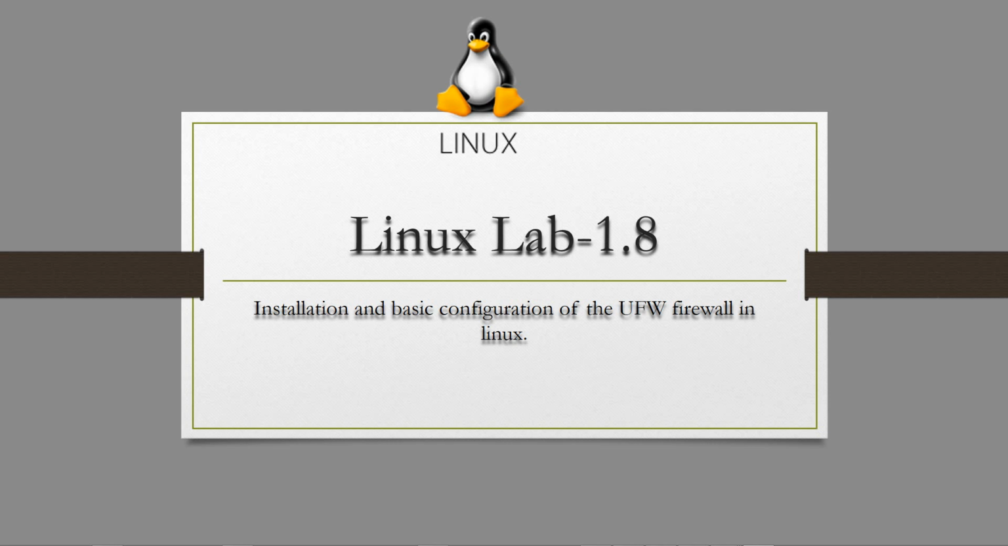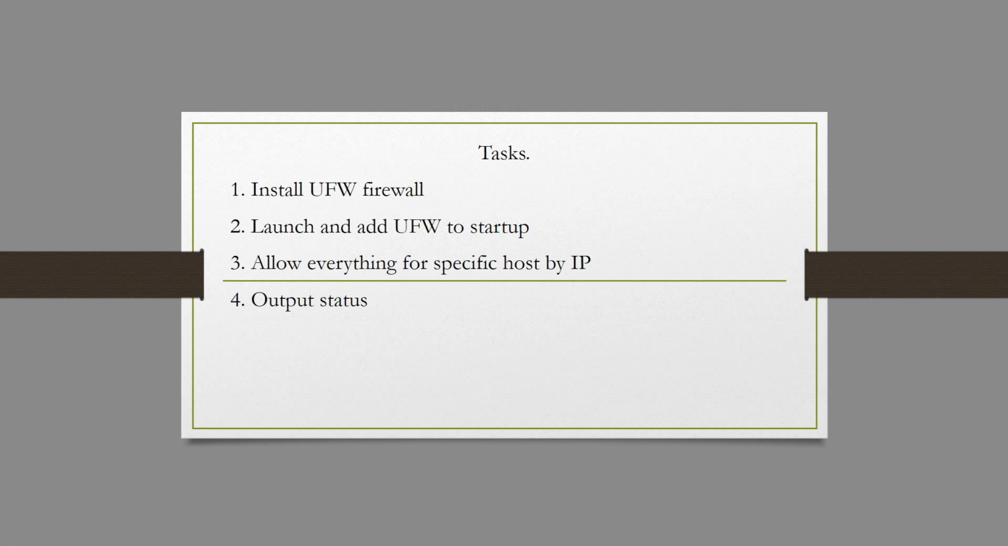Hello, in this lab we will install and configure UFW firewall in Linux. I highlighted 4 steps, 4 easy steps. In the first step we will install UFW firewall. In the second step we will launch it and add UFW to startup. In the third step we allow everything for a specific host by IP. In the fourth step we will look at what we have.